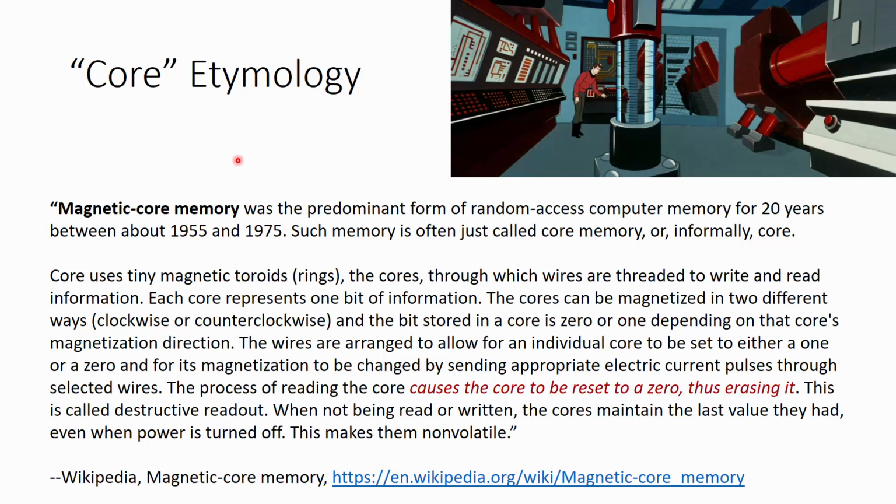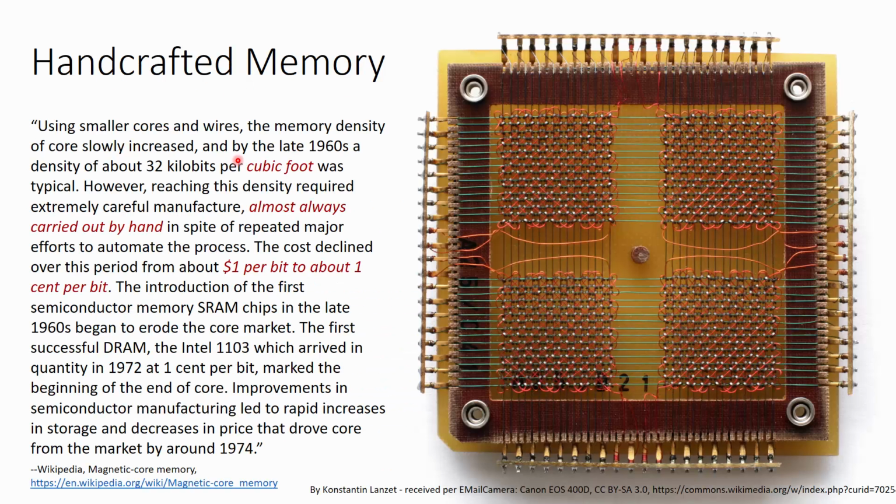So these things are gorgeous in look. So take a look at this thing. Here is a nice zoom-in view of one of these core memory modules. So using smaller cores and wires, the memory density of core slowly increased. And by the late 1960s, a density of about 32 kilobits per cubic foot was typical. 32,000 bits per cubic foot. However, reaching this density required extremely careful manufacture, almost always carried out by hand, in spite of repeated major efforts to automate the process.